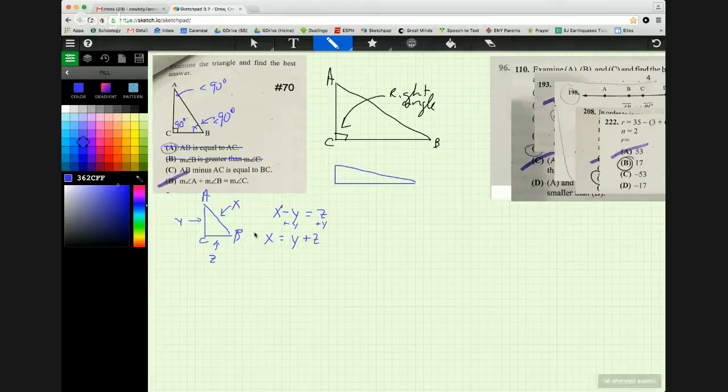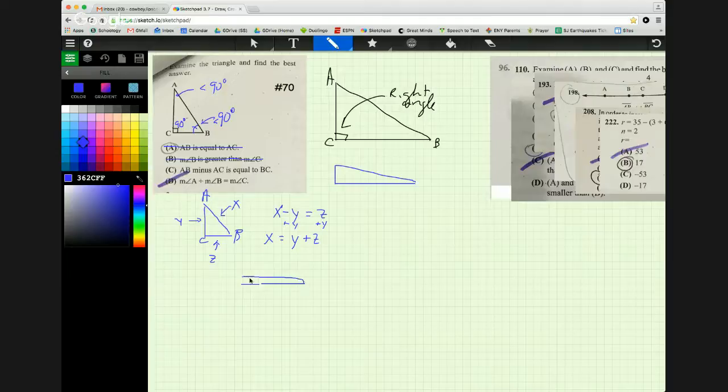And I said, well, they're telling me that this long side is equal to the two short sides added together. Well, that cannot be true, because think about it. The one side of the triangle plus the other side of the triangle, if that were to equal the third side, then the triangle would almost have to look like this.